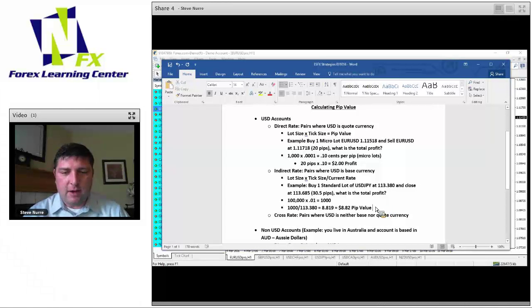If you were trading a mini lot, it would be 88 cents. A micro lot, they'd probably round it to 9 cents, depending on the brokerage. Some brokers might just round it down to 8 cents. They all treat the rounding differently when it comes to the pip values.